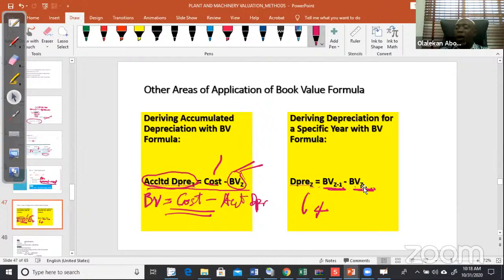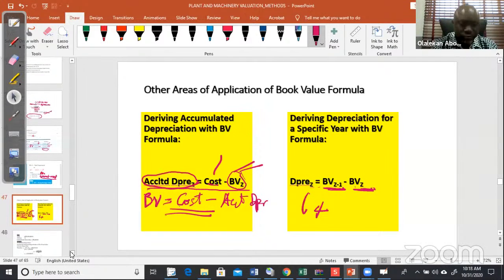And you have gotten the book value of year 19. Remove the book value of year 19 from the book value of year 18. The difference is your depreciation for year 19. As simple as that. So let's move further.